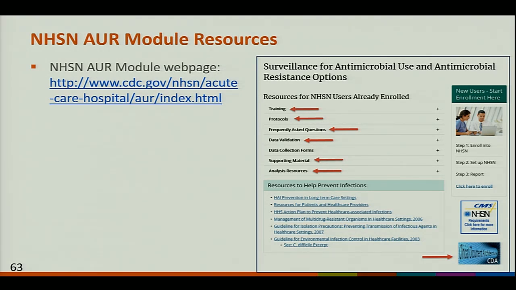And then finally, the analysis resources section of the page. There you'll find all of our quick reference guides, our QRGs for you about all the AU reports as well as AR reports. And then at the very bottom on the right side of the screenshot, you'll notice a little blue icon, the red arrow pointing to it for CDA. That will take you to the CDA page.